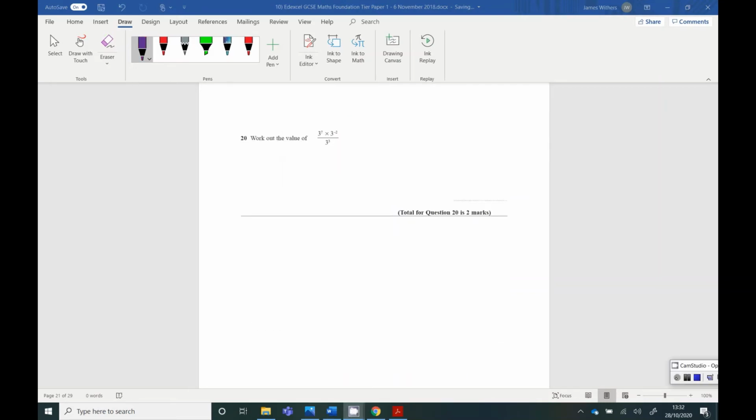Question 20, well let's look at the numerator first of all. So 3 to the power of 7 multiplied by 3 to the power of minus 2. Now when we multiply, we add the powers. So 7 added together with minus 2 is 5. So that's 3 to the power of 5. So we're then left with the numerator 3 to the power of 5 being divided by the denominator of 3 to the power of 3. Now when we divide, we subtract the powers. 5 take away 3 is 2. So that's 3 squared, which is 9.